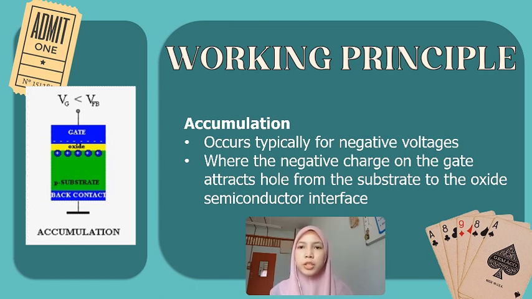So the first principle is accumulation. It occurs typically for negative voltage, where the negative charge on the gate attracts holes from the substrate to the oxide-semiconductor interface. This explanation is based on the shown figure.